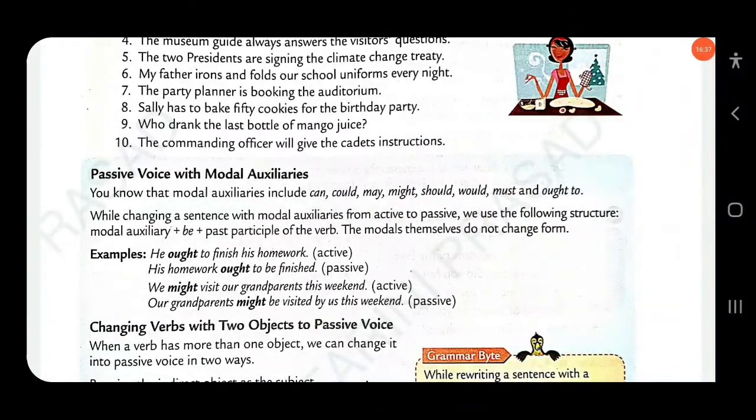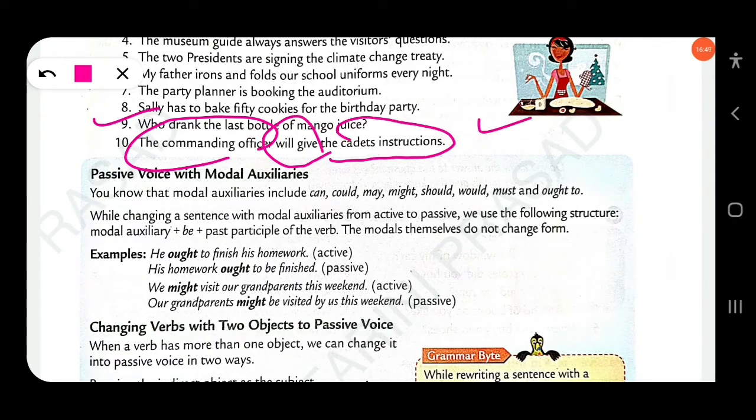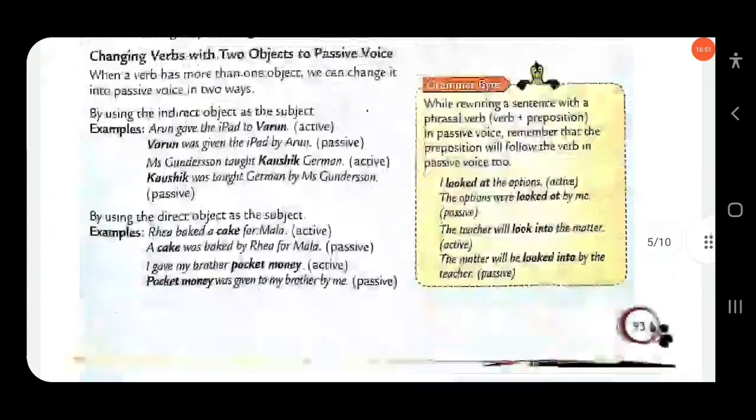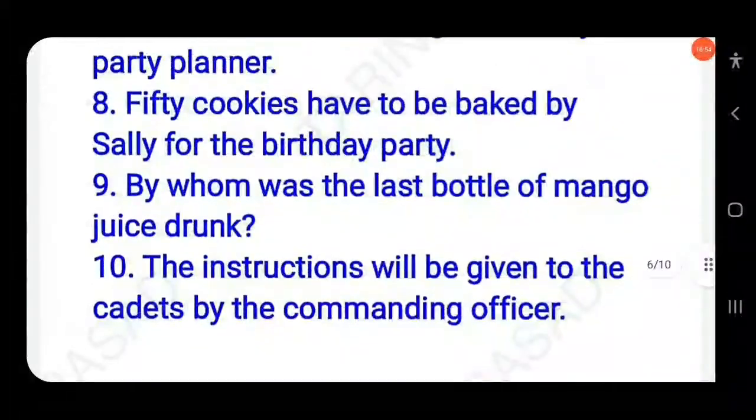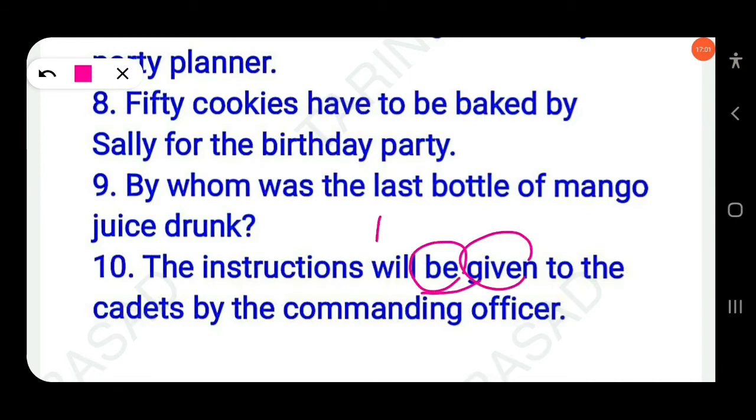The next question here. The commanding officer will give the cadets instructions. Here the subject is the commanding officer. That means the subject performs the action, the verb is in simple future, and the object is the cadets' instructions. So you have to write: the instructions will be given. In passive voice it is modal plus be plus V3. The instructions will be given to the cadets by the commanding officer. Clear?